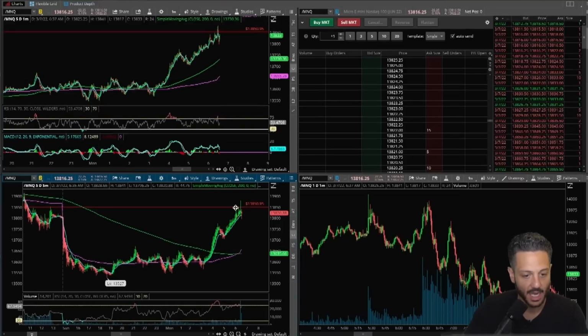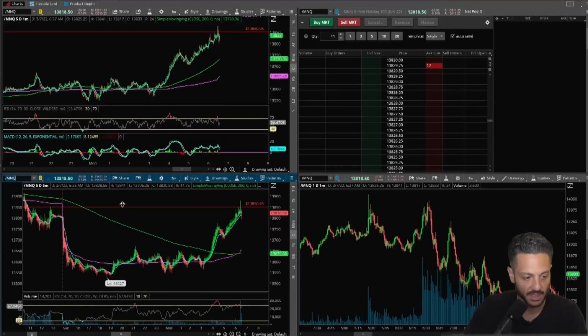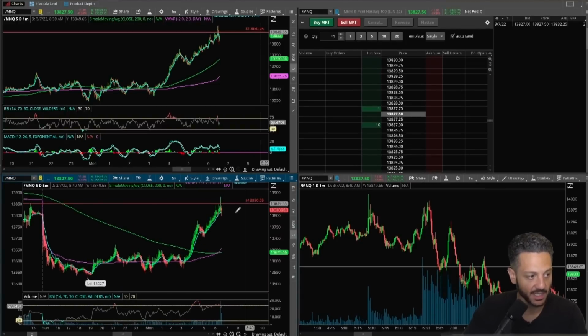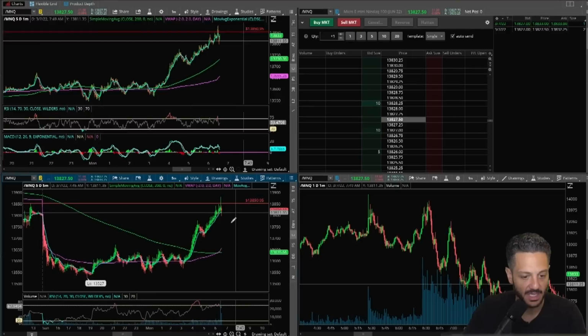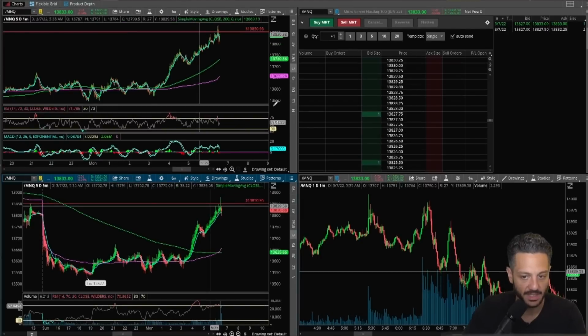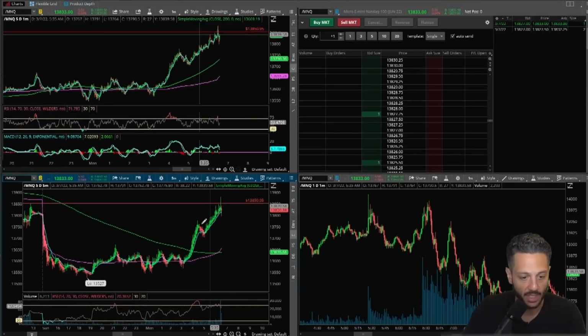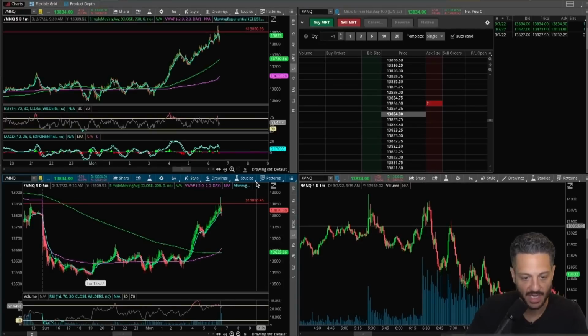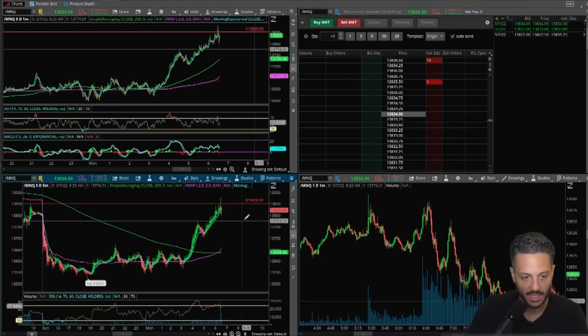The NASDAQ is coming up on our resistance line that we drew here. So I'm looking to short this if it gets rejected. It looks like so far it is getting rejected. I do have the 5-minute here on the bottom and the 1-minute up on the top. And if I wanted to short this, I would simply click sell here. In this case, I will use a market order because the bid-ask spread is pretty narrow and I want to get my order in as soon as possible.